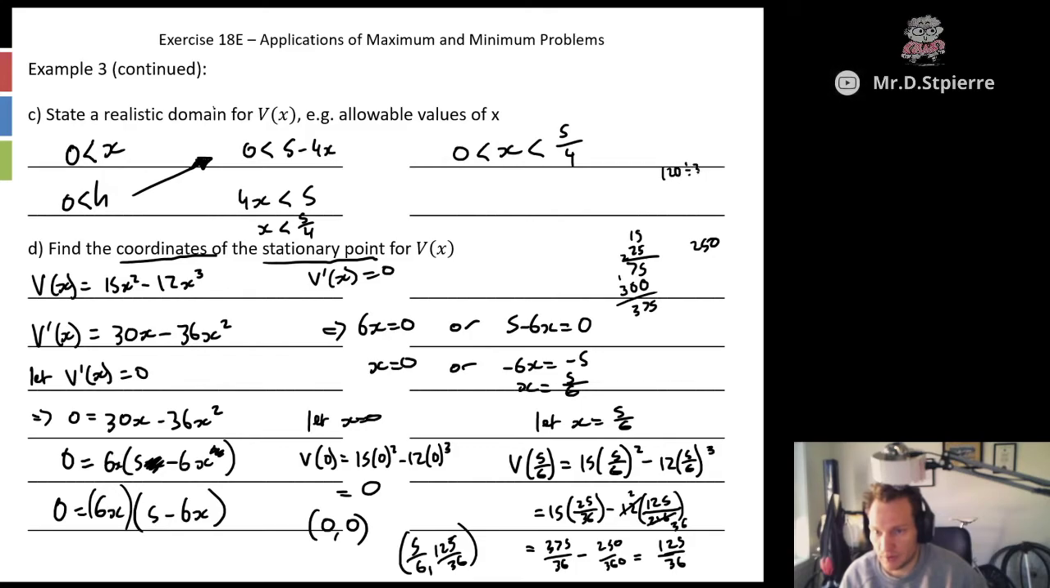120 divided by 3, 12, 3, that is equal to 40. No, because then 5 doesn't divide by the 3, so no. 125 divided by 6. Same thing, because 120 divided by 6 would be 20, leaving the 5. 5 can't be divided by 6. So no, that's as simple as it gets, 125 on 36. So there's the two stationary points.